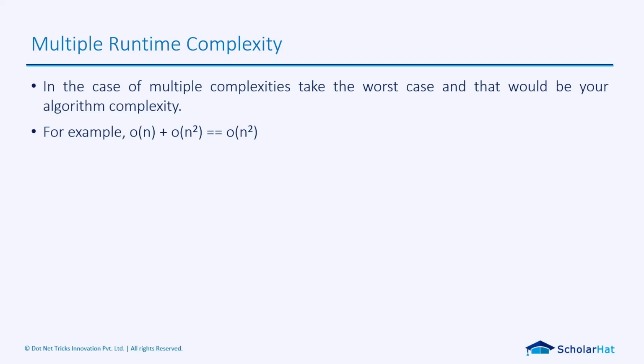Let's suppose O of n plus O of n square. So we consider that O of n to be merged into O of n square. So we consider only O of n square to be the complexity. Suppose there are two separate for loops, one giving complexity of O of n, another giving O of n square. So we'll consider that they will be added up, and we'll be considering O of n square as the runtime complexity.